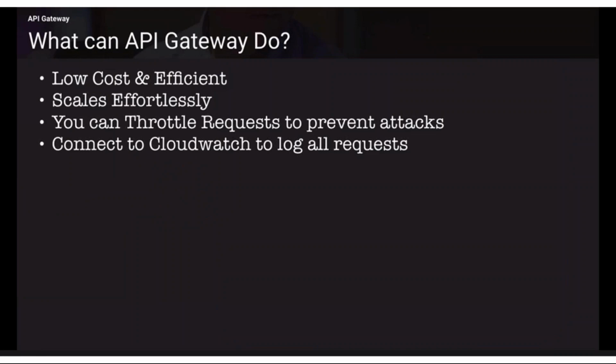So what all can we do with the API gateway? API gateways are low cost and efficient. It scales effortlessly. You can throttle the requests to prevent attacks. So if a specific request is trying to come multiple times with different parameters, or they're trying to find out what parameters can be retrieved using this gateway, then we can throttle the request to prevent any kind of attack on the endpoint, which is a database or maybe the EC2 instance or maybe the Lambda. And you can connect to CloudWatch to log all the requests.